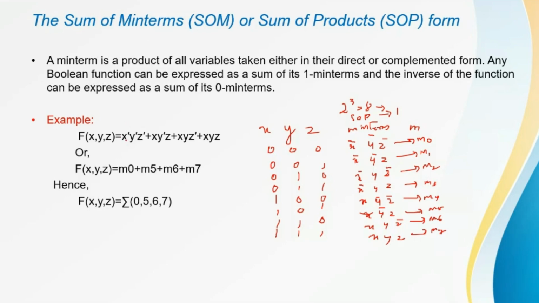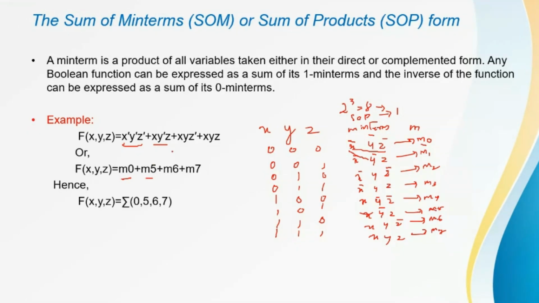So you can check these things. X bar, Y bar, Z bar is there. Where is X bar, Y bar, Z bar? Here, right? So this is M0. So they have taken it as M0. Next is X, Y bar, Z. We need to check that. Okay, where is that X, Y bar, Z? So that is M5. So they have taken it as M5.